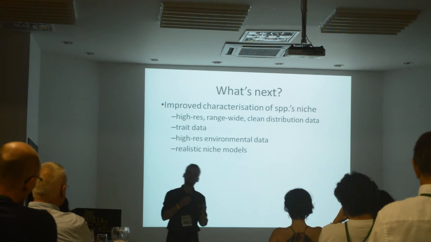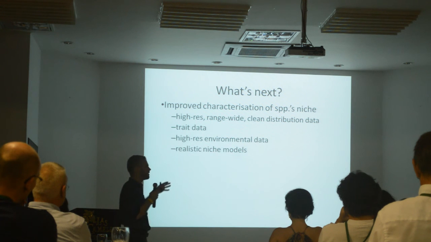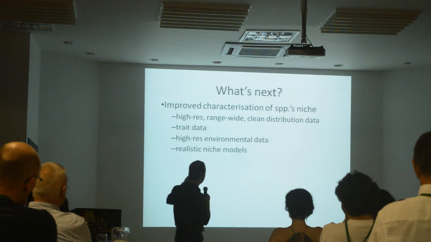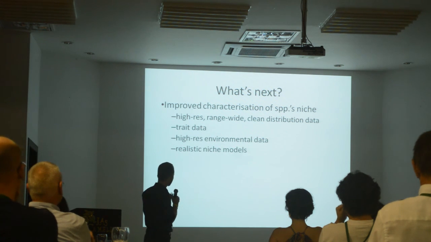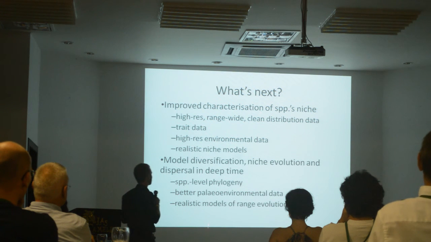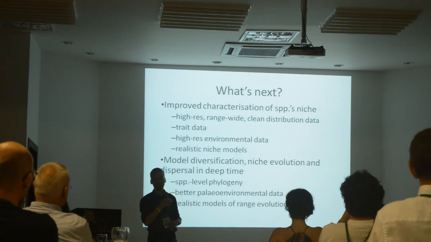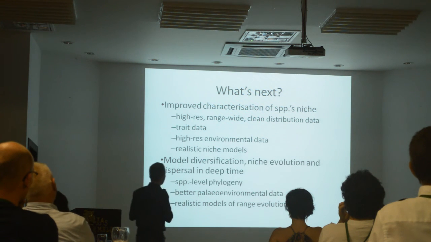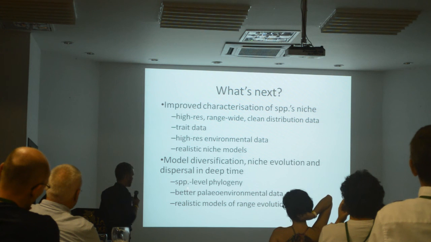By realistic niche models, I mean niche models that have a functional foundation, that are based on traits that can actually be used, in an evolutionary model of diversification, niche evolution, and dispersal on different time scales, but importantly in deep time. We need a species level phylogeny for that. We need better paleo-environmental data, and we need realistic models of range evolution.